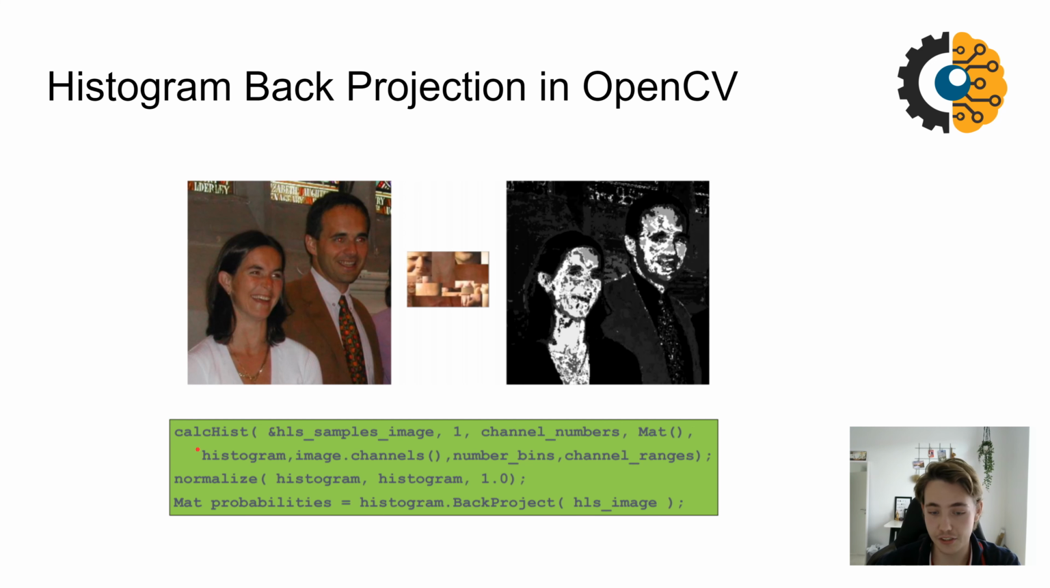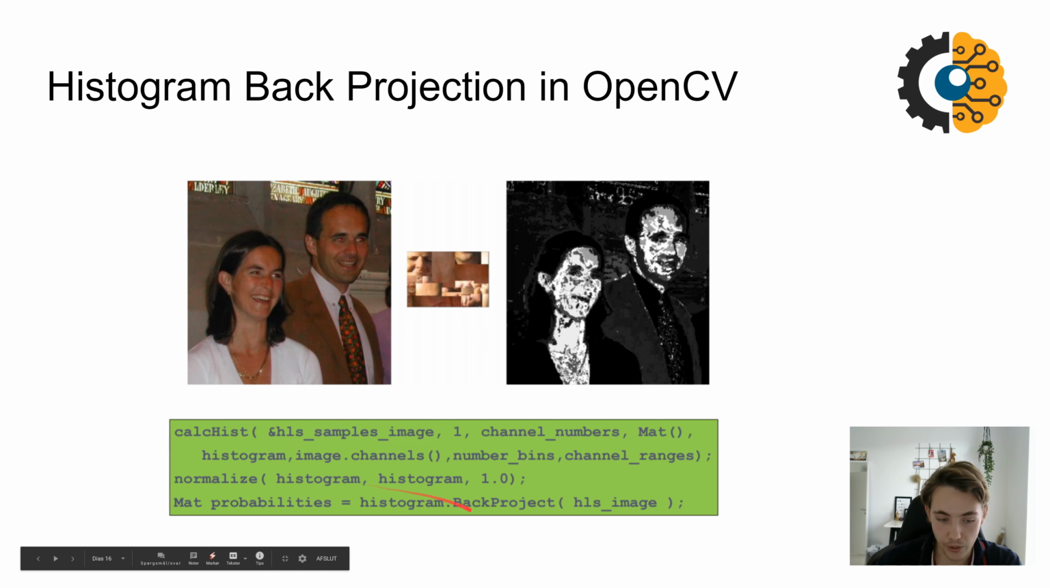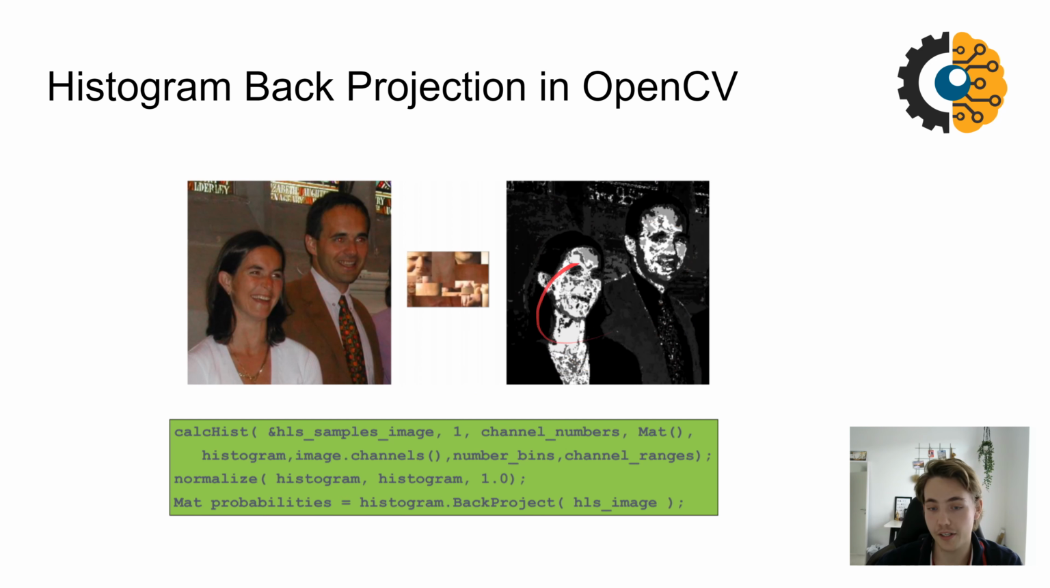Again, here we just calculate the histograms for the picture, and then we normalize it. We have a built-in function from OpenCV where we have our normalized histogram, and we call this function, back project, on the histogram, and then we input the HLS image, the original image that we want to do a back project on the histogram we have normalized. Our output from that would be a matrix of probabilities. So in this case we have an image where the white pixels would be the probabilities that it is skin color in the image.